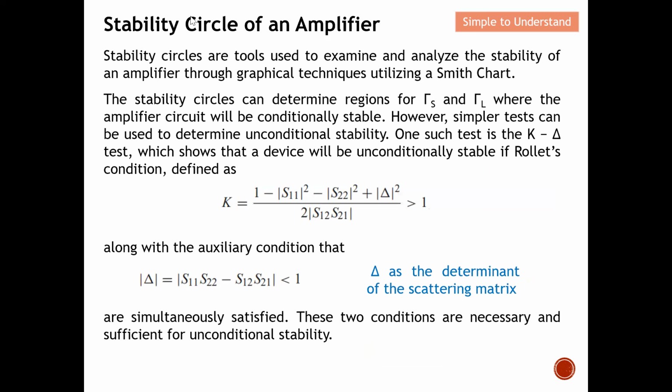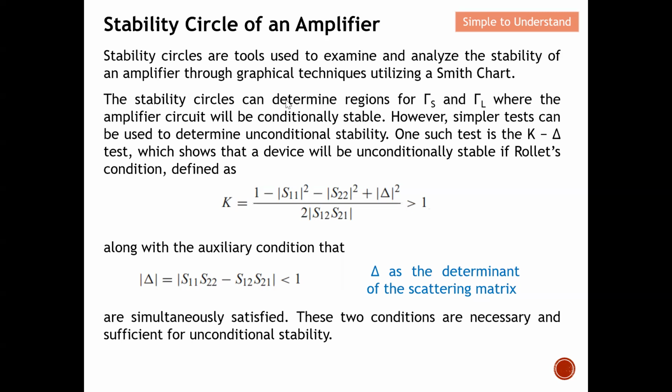Let's quickly understand what a stability circle is before we go into how to plot it. The stability circles are tools that are used to examine and analyze the stability of an amplifier through a graphical technique utilizing a Smith chart. In short, we make use of the Smith chart in order to plot the stability circle, and from the zone of the stability circle, we can determine whether the amplifier will be stable or not.